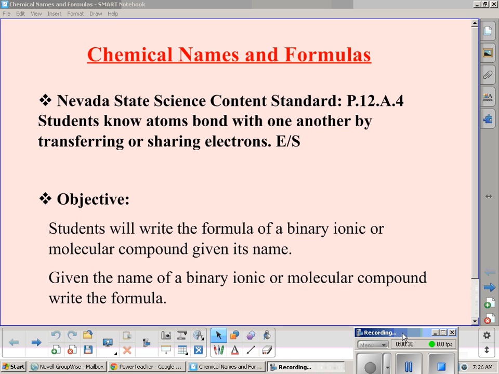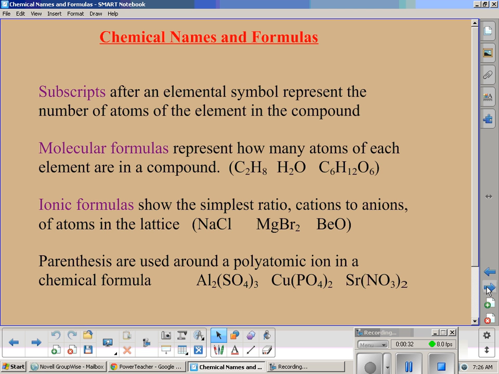ionic or molecular compounds. Okay, before we start, let's talk a little bit about subscripts and what sort of peculiarities you're going to run into in a chemical formula. A subscript is the little number right here. See this little number that's down low after the C for carbon, you've got a 2. That's called a subscript. And what it tells you is how many atoms of that particular element there are in a compound. So in this particular formula right here, we have 2 carbons and we have 8 hydrogens.